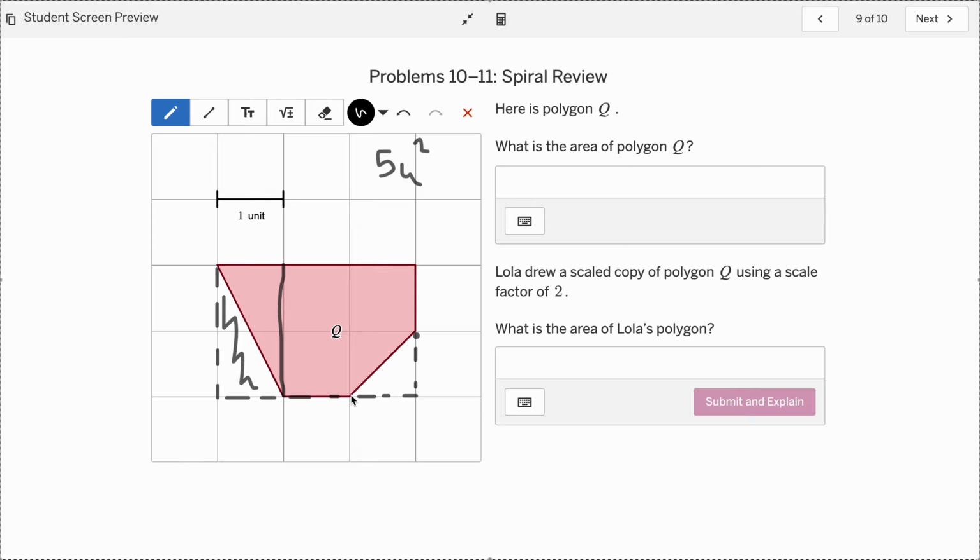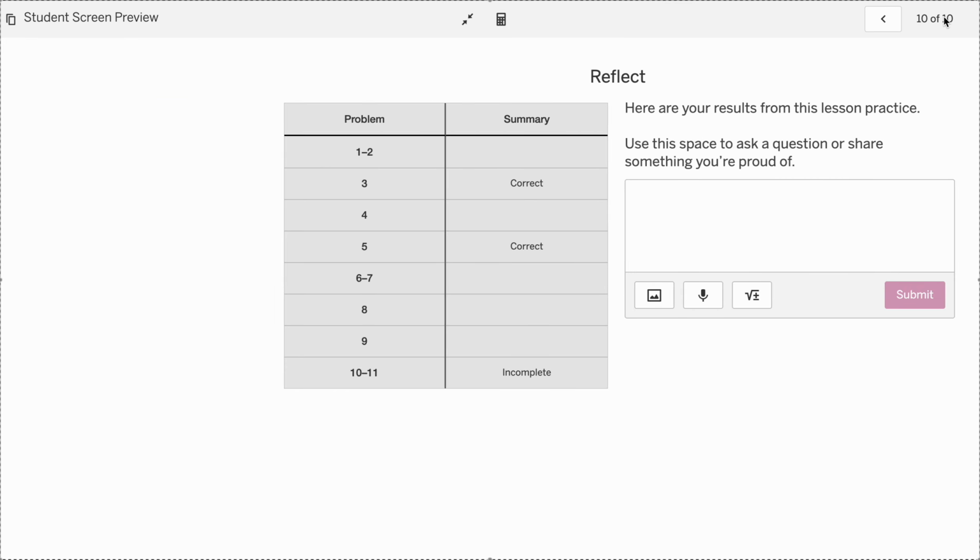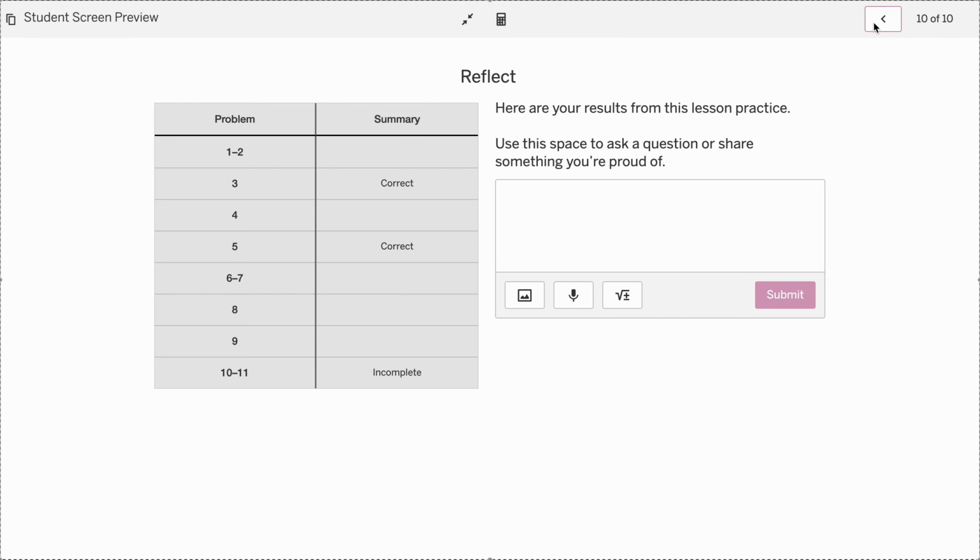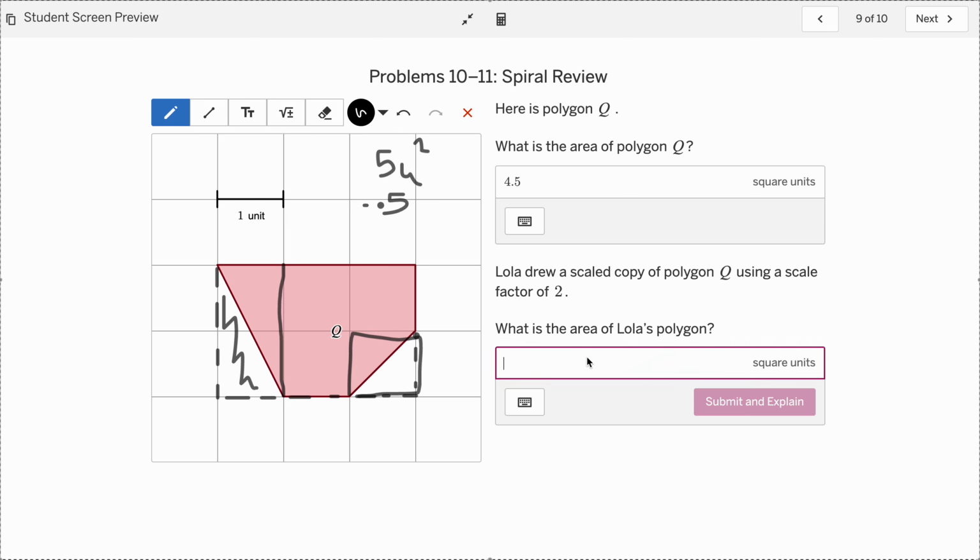Now I have to do the same thing right here. Well, 1 by 1 is going to be 1 unit. To cut that in half, that's going to be half a unit. So then I'm going to subtract 0.5 of a unit. So now I have 4.5 units squared. That should be the right answer, and I'm not exactly sure yet. Okay, so it says we haven't completed it, so it won't tell me if it's correct.